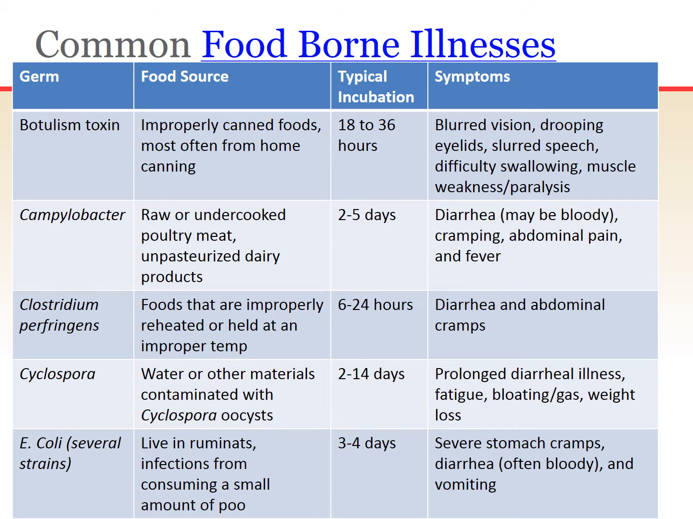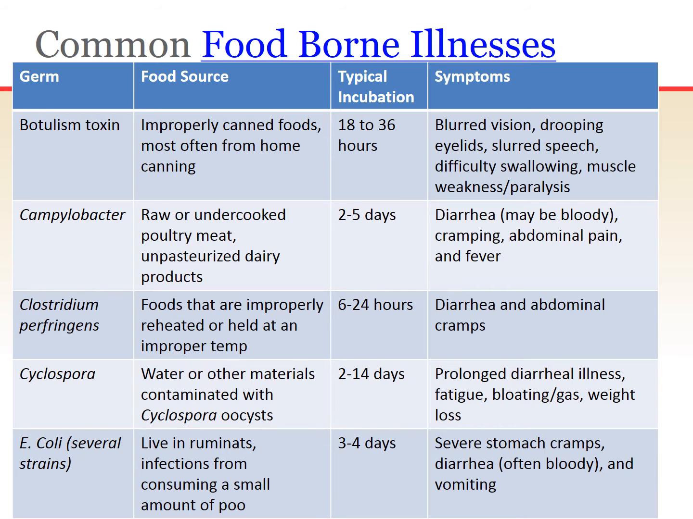Cyclospora is the only parasite on the list here, and it causes a prolonged illness that can last weeks and months or longer. The incubation period is 2 to 14 days, and it was pretty recently discovered in the 90s, but it's a fairly common cause of ongoing diarrheal illness. It's commonly transmitted through unclean water, so it's more widespread in countries that don't have well-developed sewage treatment systems.